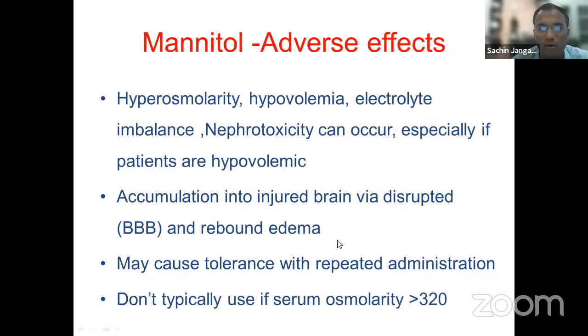Another drawback of mannitol is that if we use it repeatedly, it may lead to tolerance and may not be effective after 48 hours. And we cannot use mannitol if the serum osmolarity is more than 320.